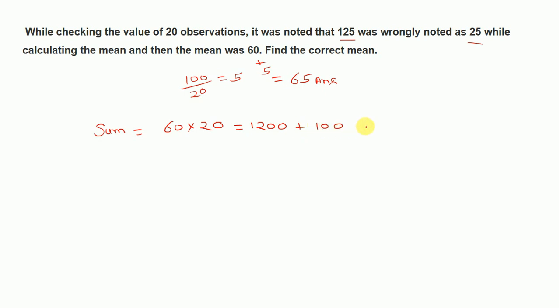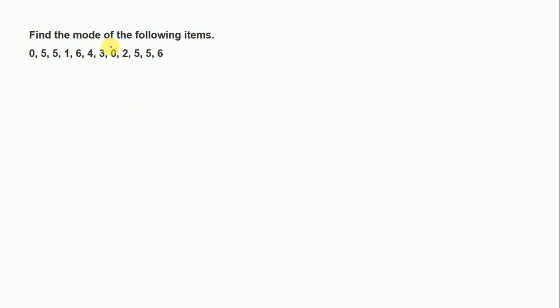So it will come out as 1300, and divide by 20, it will come out as 65. So the answer will be the same in both cases, but you can also use this trick to save time. Now next question. Find the mode of the following items or observations.